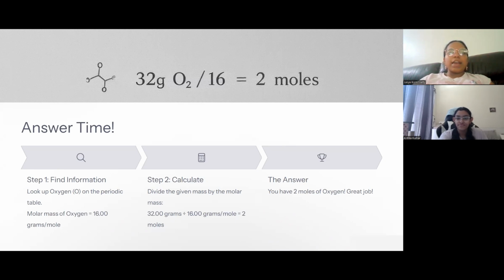Step 2 is to calculate. So divide the given mass by the molar mass. So in this case, it's 32.00 grams divided by 16.00 grams per mole. And your answer would be 2 moles. So the answer is you have 2 moles of oxygen. And if you got it right, great job. But if you didn't, make sure to keep practicing and I'm sure you'll get better at it.